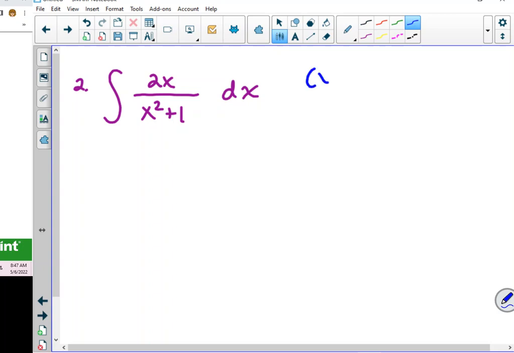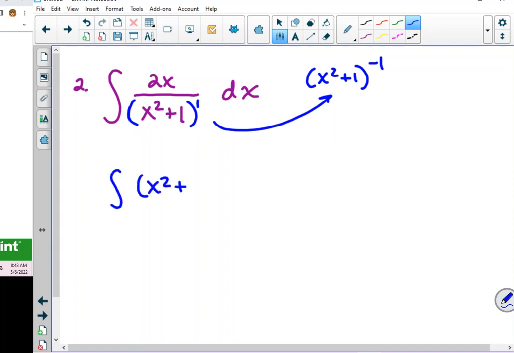But if I put x squared plus 1 to the negative 1 power, if I still thought of that as a group to the first power, then yeah, I can see how this is very similar to the last question. And so I'm going to write this problem like that.